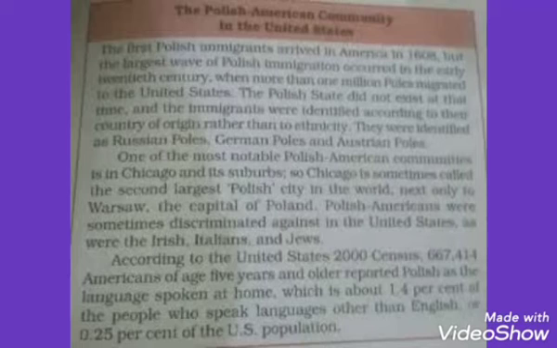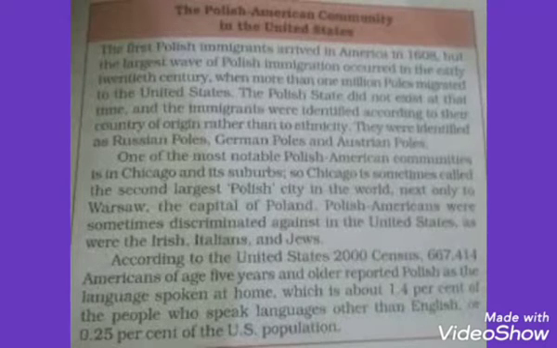One of the most notable Polish American communities is in Chicago and its suburbs. Chicago is sometimes called the second largest Polish city in the world, next only to Warsaw, the capital of Poland. Polish Americans were sometimes discriminated against in the United States, as were the Irish, Italians, and the Jews.